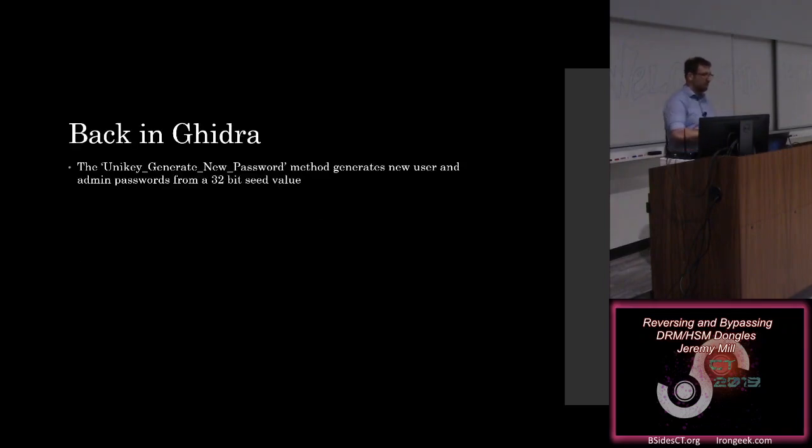So we're back into Ghidra, and the method that we're looking for from their documentation is the Unikey generate new password method, right, which is where we pass in a 32-bit vendor seed value. Now, if you are somebody who's involved with cryptography quite a bit, alarm bells should already be going off in your head. Somehow, 32 bits of value is becoming 64 bits of password. There's only a couple of ways to do that kind of key expansion, right? And even fewer of them to do it securely, and they did not choose any of those.